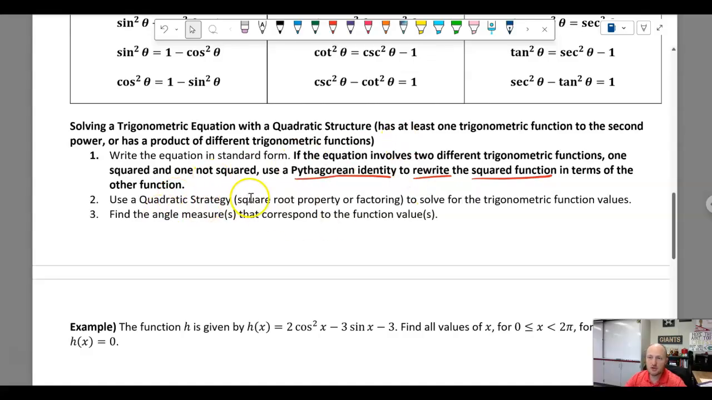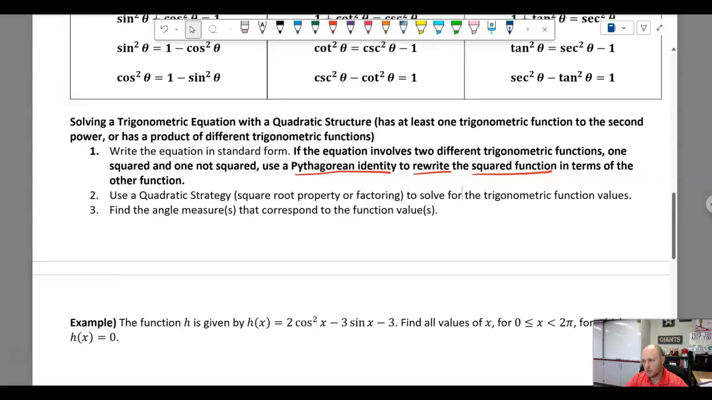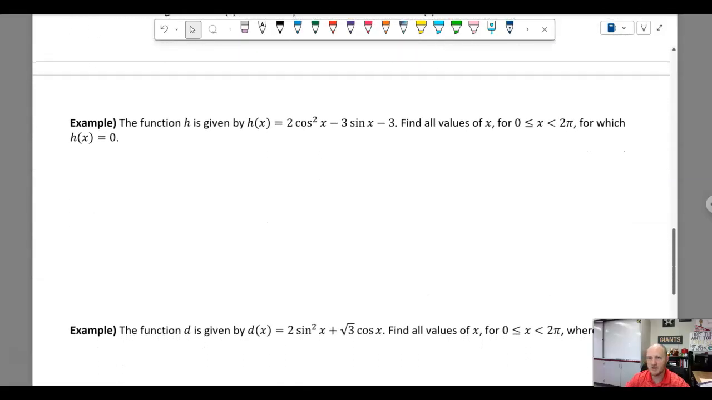Okay, then you'll use a quadratic strategy. Usually with these problems, it's factoring. You'll have to go ahead and combine some like terms, factor it, and then solve. Number 3, find the angle measures by using your unit circle. So let's look at an example. What the heck would this look like?